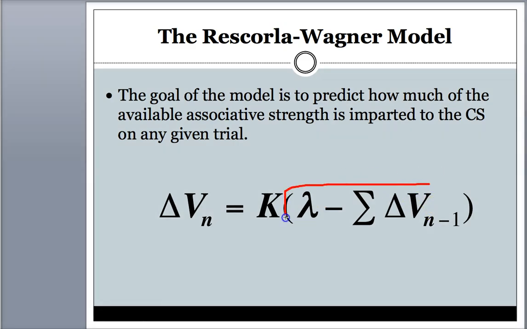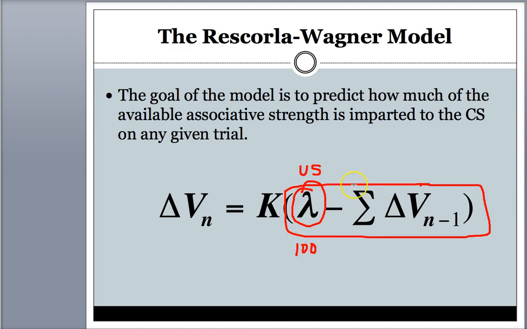This piece right here adds up to 100. So it's always 100. It's 100% of whatever the US will hold. So remember, what determines the actual strength of lambda? It's the US, and it's always going to be 100.